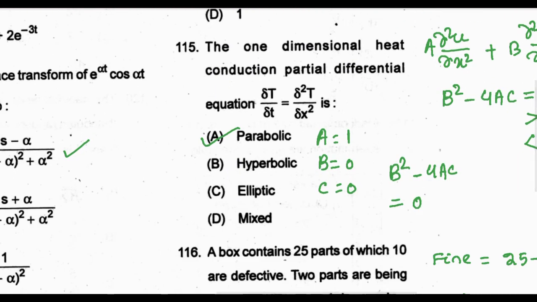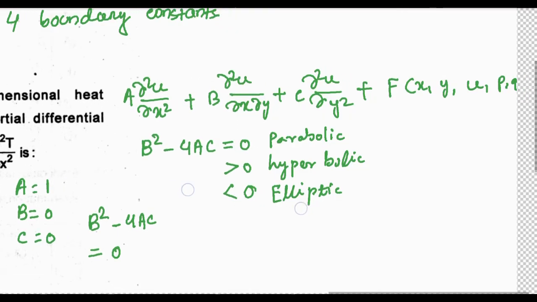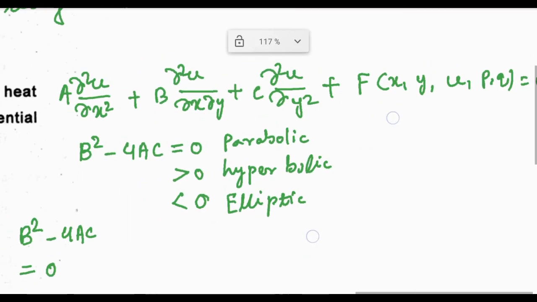Next question is the one dimensional heat conduction partial differential equation, del T by del t is equal to del square T by del x square. The options are parabolic, hyperbolic, elliptic and mixed. So this is parabolic. How are we finding out? In general, the partial differential equation is given in this form: a del square u by del x square plus b del square u by del x del y plus c del square u by del y square plus f of x, y, u, p, q is equal to 0. We only consider a, b, c, and from that we can find out what type of partial differential equation is representing the shape.